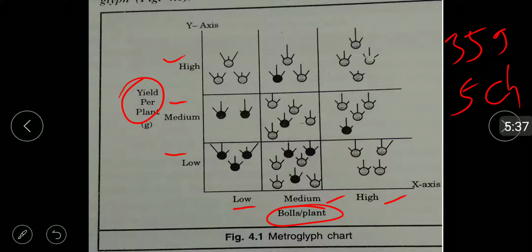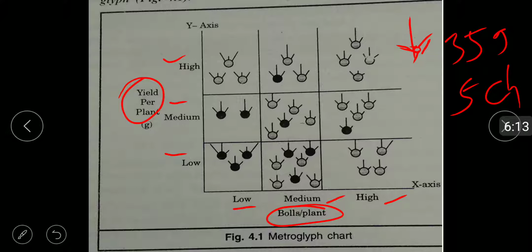This is the metroglyph analysis of 5 characters in 35 cotton types. In this, yield per plant and bolls per plant are the 2 characters on the axes, and the glyph rays show the different characters, three rays showing 3 different characters. The length of the rays shows the remaining characters like ginning outturn, mean halo length, and boll weight.